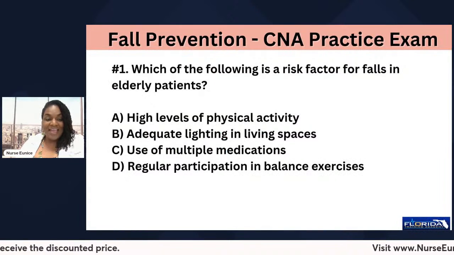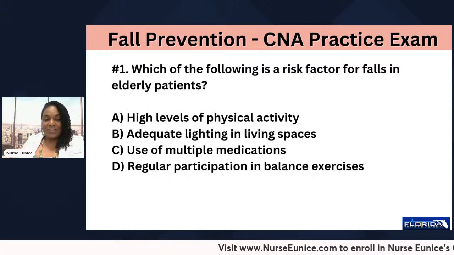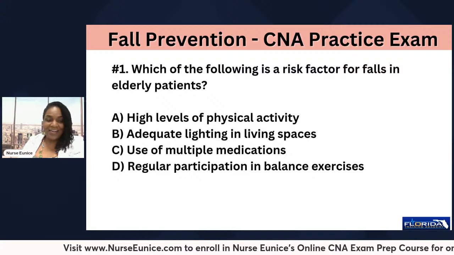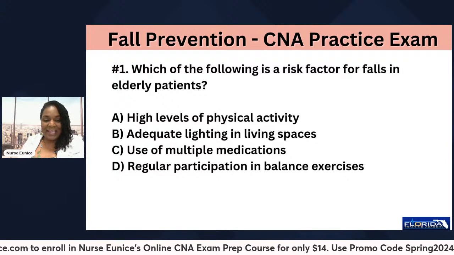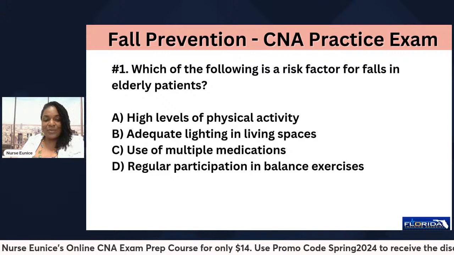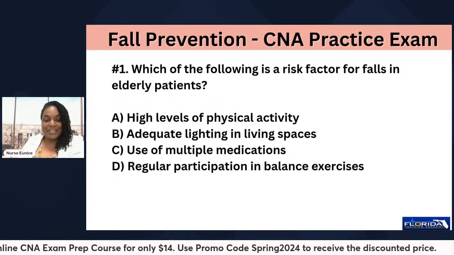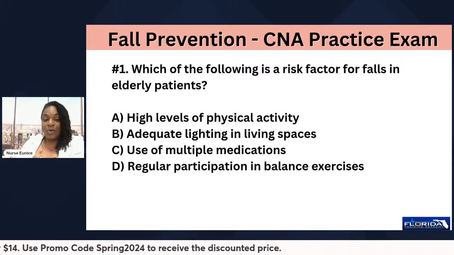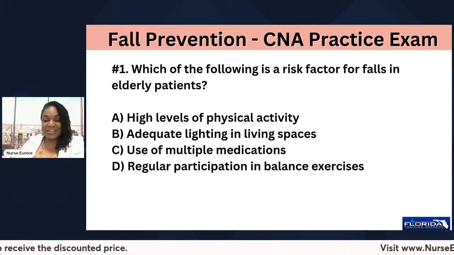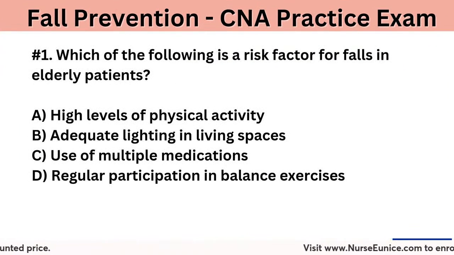All right, so let's go ahead and begin. Number one, which of the following is a risk factor for falls in the elderly patients? A, high levels of physical activity. B, adequate lighting in living spaces. C, use of multiple medications. Or D, regular participation in balanced exercises. Which is a risk factor for falls in elderly patients?